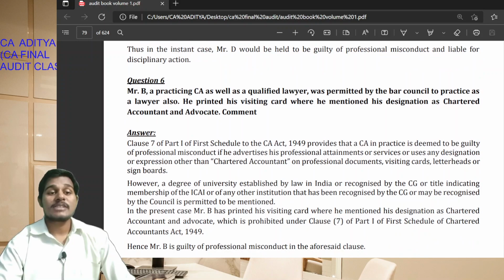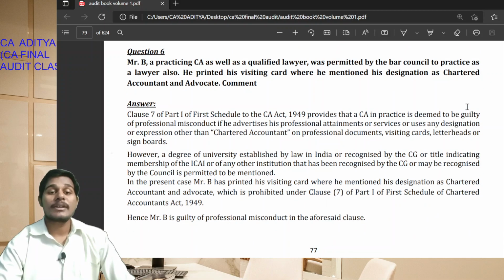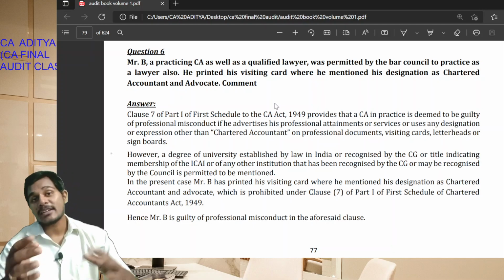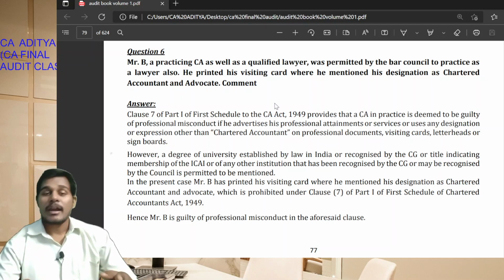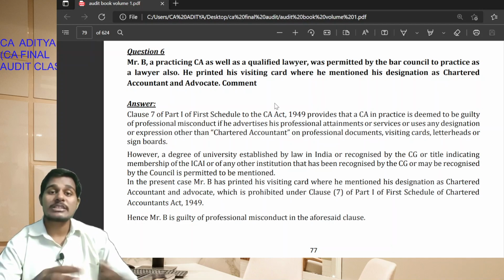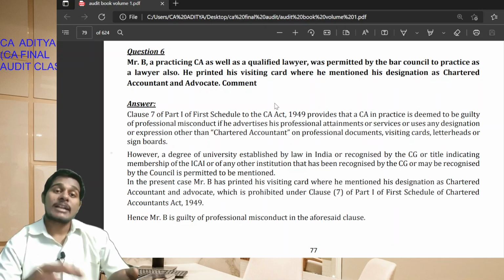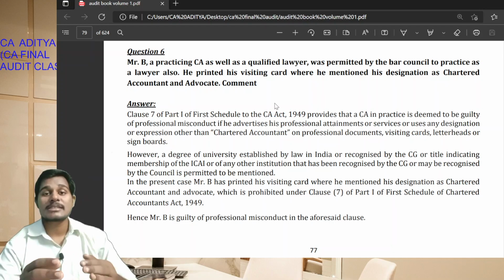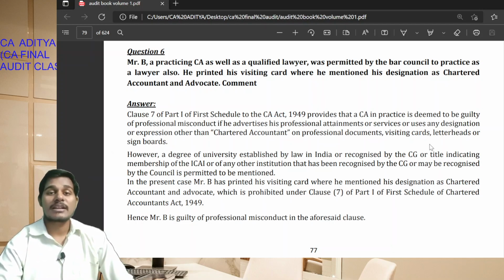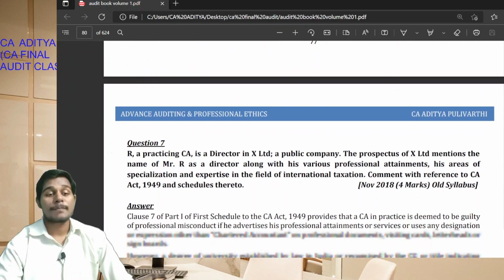Mr. B, a practicing chartered accountant as well as a qualified lawyer, was permitted by the Bar Council. He printed his visiting card where he is designated as chartered accountant and advocate. He can practice as advocate or he can practice as chartered accountant, but he should not use both designations simultaneously. If he uses chartered accountant and advocate simultaneously, then he will be professionally misconduct as per clause 7 of Part 1 of the First Schedule to the Chartered Accountants Act.